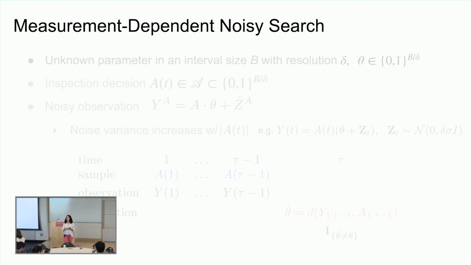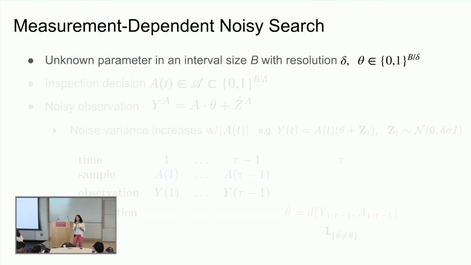Okay, so this is information theory school, so I have to do a little bit of information theory, right? A little bit of math. So the problem is fairly simple to describe. So let's say I'm looking for an unknown parameter that sits in an interval. So I have flattened the geometry, just to make it simple. So I have an interval of length B, and I'm looking for an object within a resolution of delta.